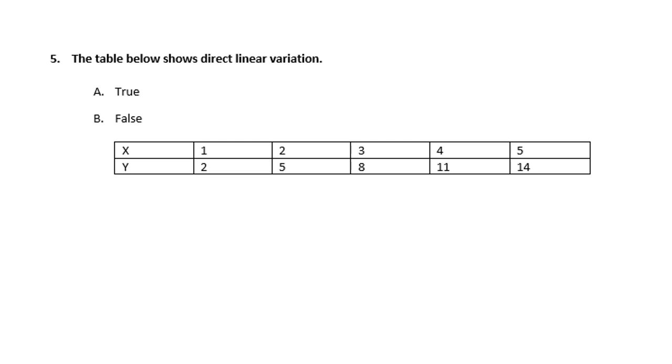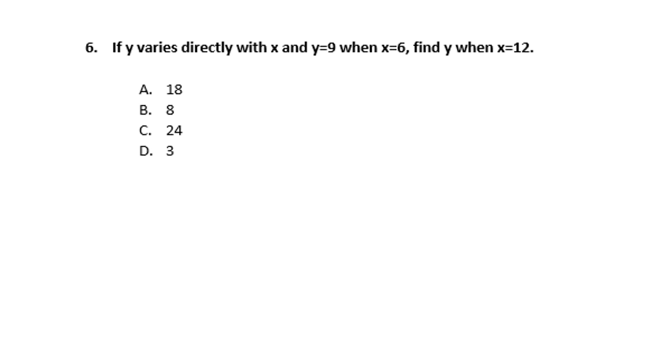The table below, question number 5. The table below shows direct linear variation. A is true, B is false. Number 6. If y varies directly with x and y equals 9 when x equals 6, find y when x equals 12. A is 18, B is 8, C 24, D 3.